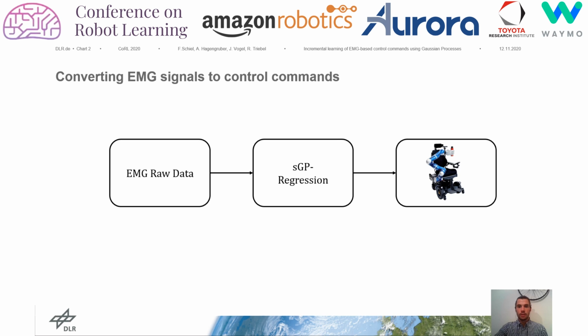interface. To convert the EMG signal into control commands, we are using as the underlying model the sparse Gaussian process approximation Variational Free Energy. For each dimension we would like to control, one sparse GP is defined.